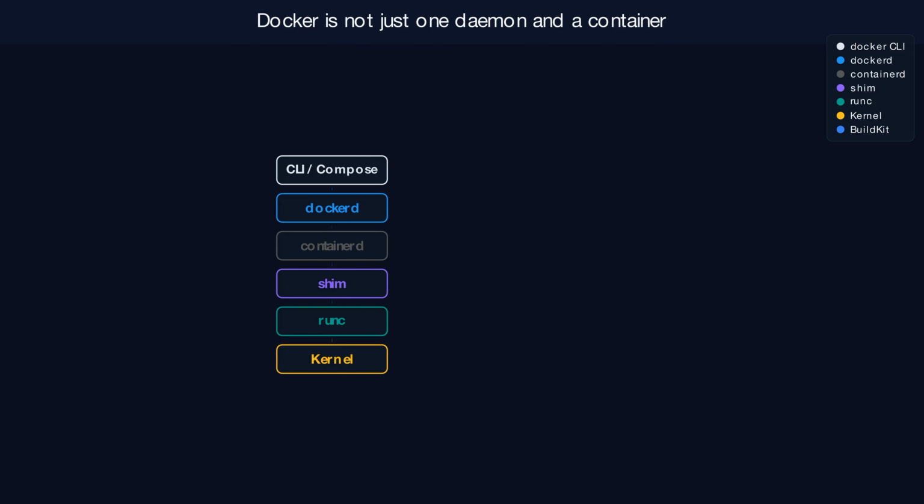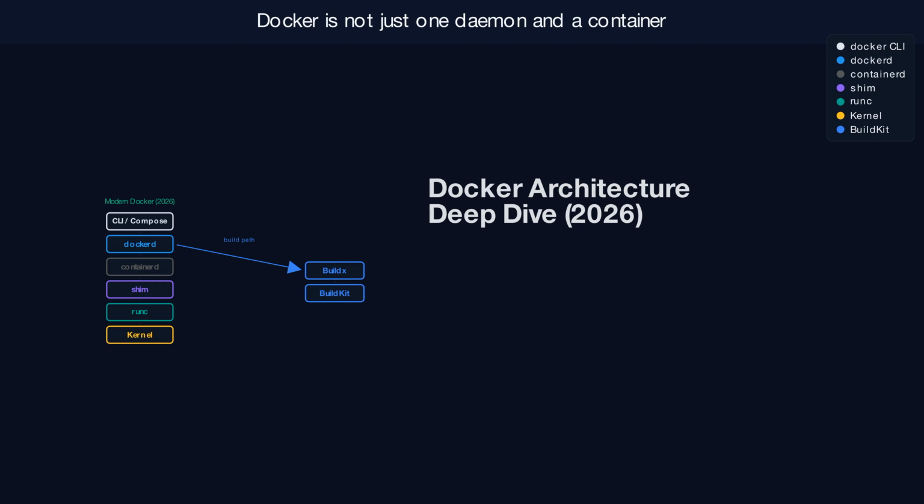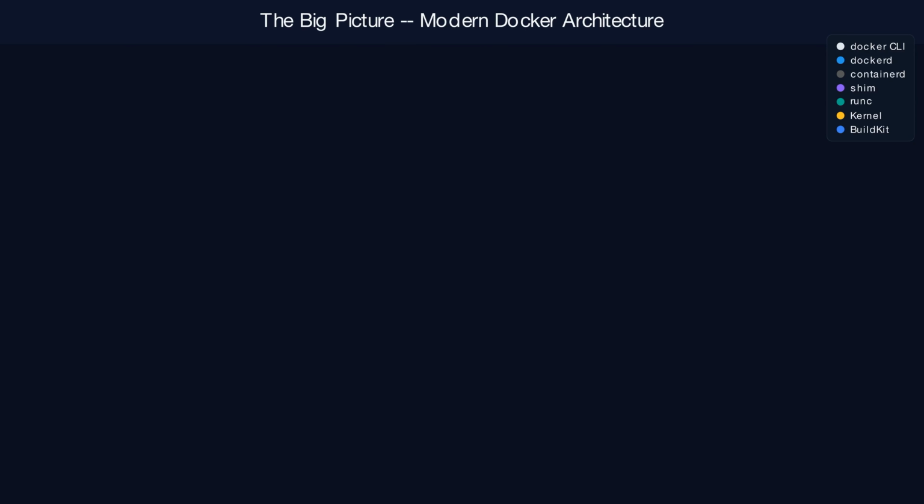The CLI talks to dockerd, which delegates to containerd, which spawns a shim, which invokes runc, which calls the Linux kernel. And for builds, that is a completely separate path through BuildX and BuildKit. In this video, we map every layer, from the top view down to the kernel, so you see exactly what happens inside. Here is the complete modern Docker architecture.